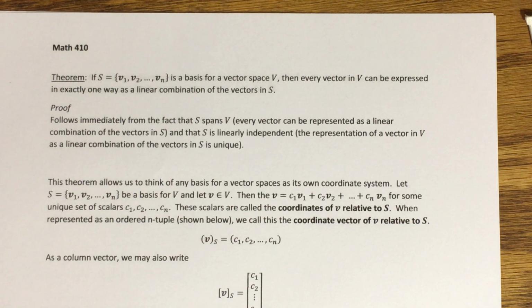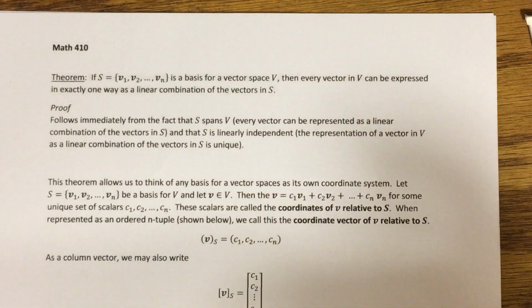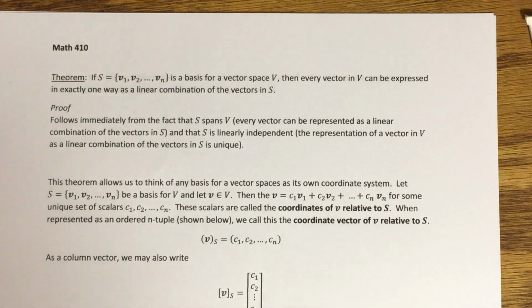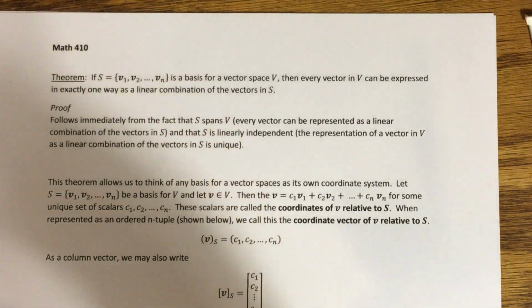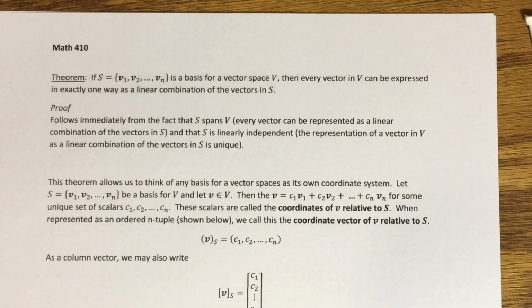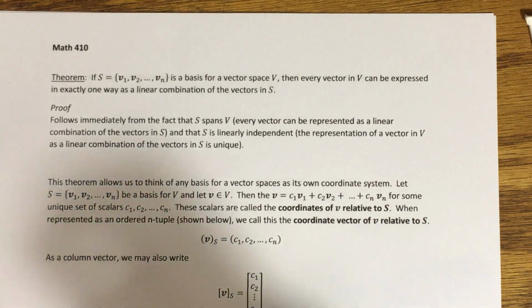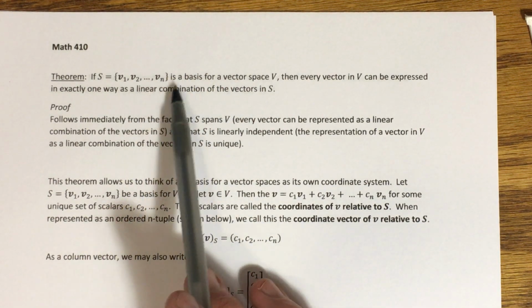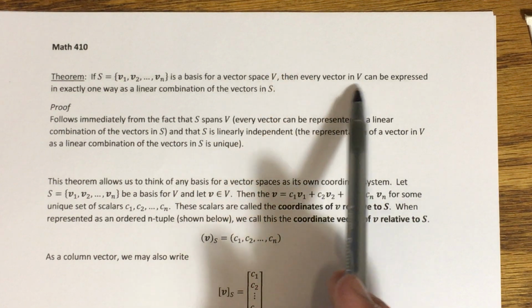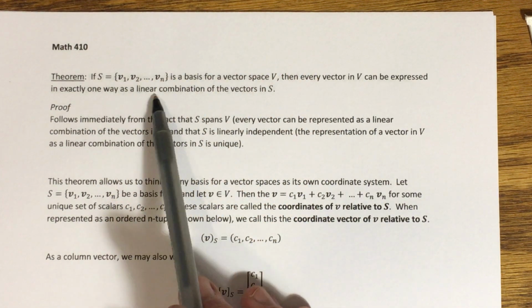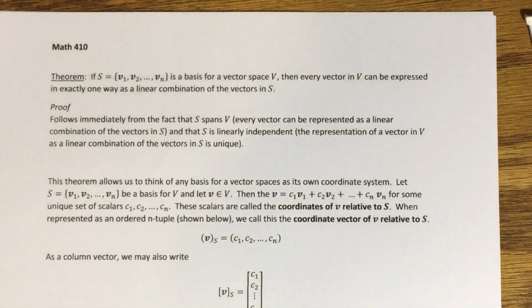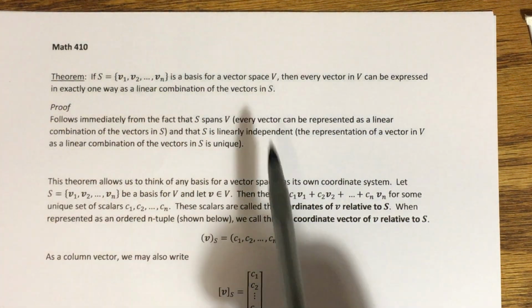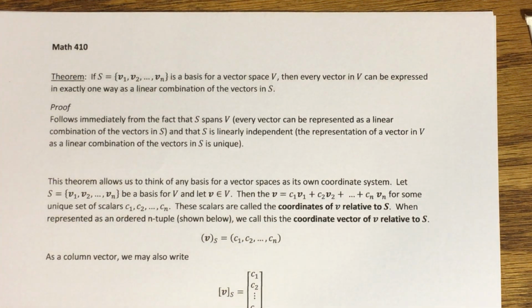And we're using that to come up with the concept of coordinates, something that you've been using since pre-algebra, using coordinate systems, the XY plane, for example. But we're generalizing that concept, and we're using the basis idea to do that. So this theorem here is summarizing what I just said. If S equals this set and it's a basis for some vector space V, then every vector in V can be expressed in exactly one way as a linear combination of those vectors. That's the purpose of a basis. That's why we talk about it. And again, this proof is not even really a proof. It just says it's clear from the stuff we've already talked about.